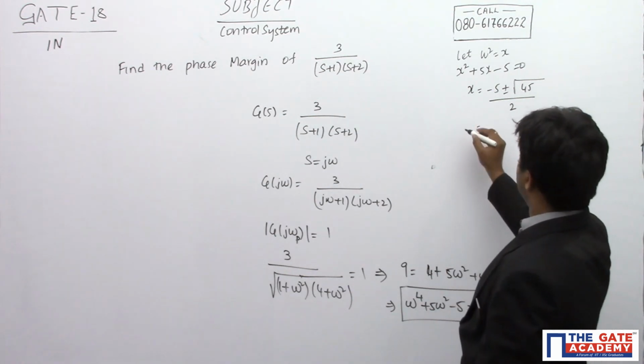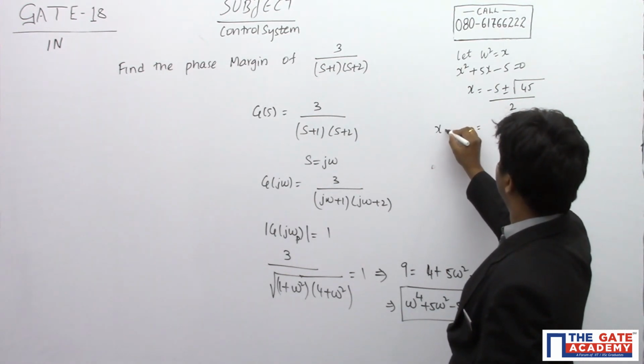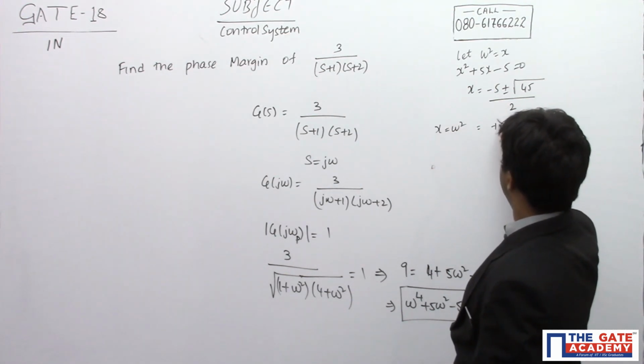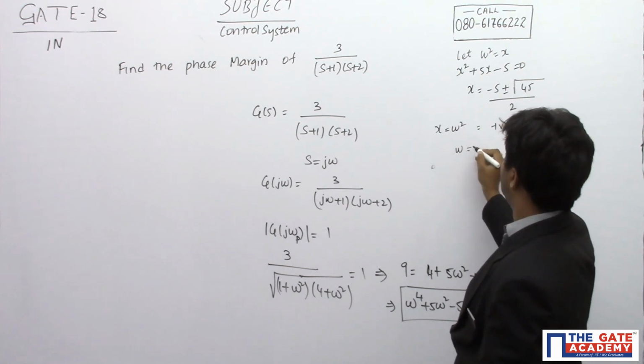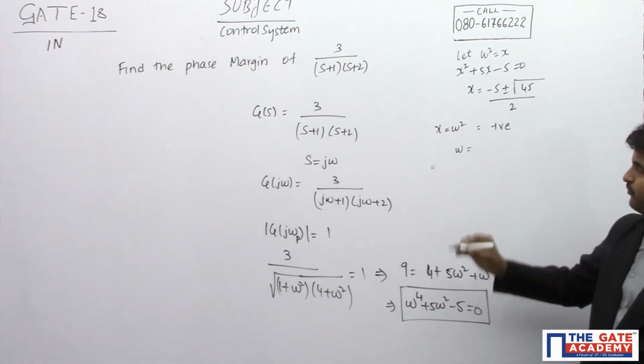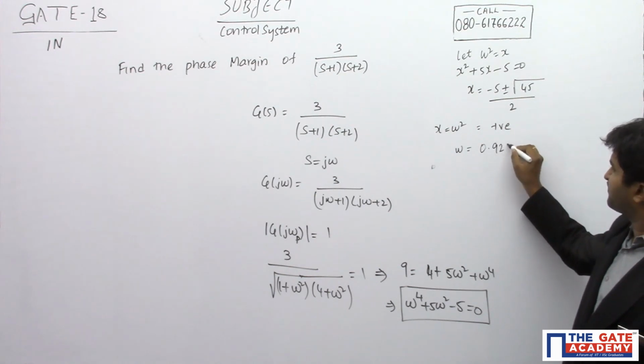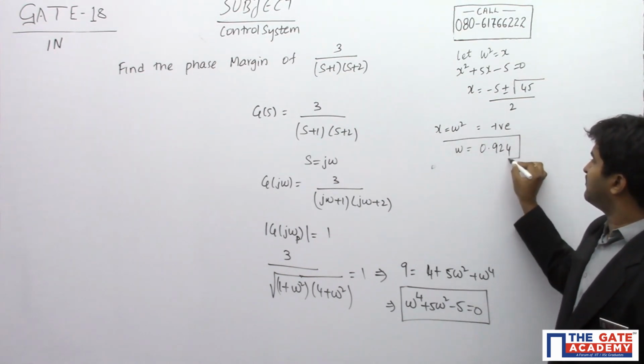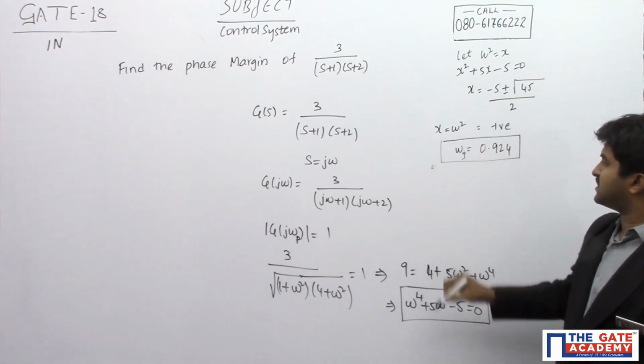x is nothing but omega square. You will get a positive value here. So ultimately the value of omega is equal to 0.924. This is nothing but the gain crossover frequency.